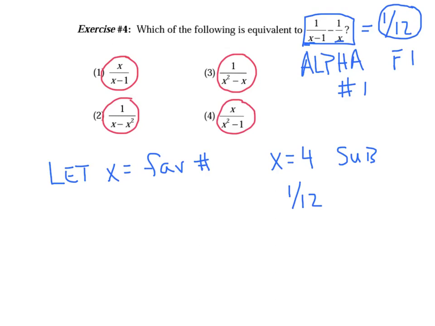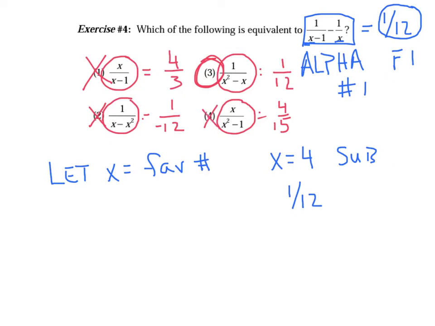So going through them one by one, the first fraction, substituting the 4 gave me 4/3. That was not a match. The second one gave me 1 all over negative 12. That was not a match. Choice number 3 gave me 1 over 12. Ding, ding, ding, there's our winner. Now just to confirm that that's the only one that works, we're going to try number 4, which gives me 4 all over 15, and that is not the right answer. So all I'm doing is letting you pick your favorite number, substitute it in for all the x's, and see which one gives you a winner.